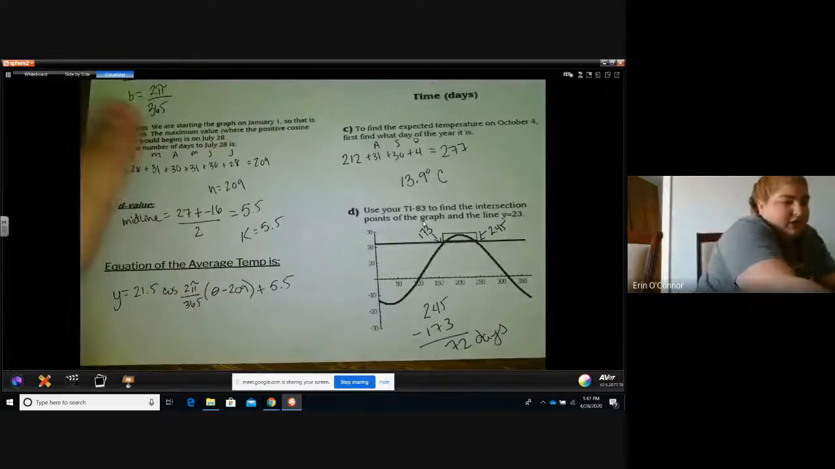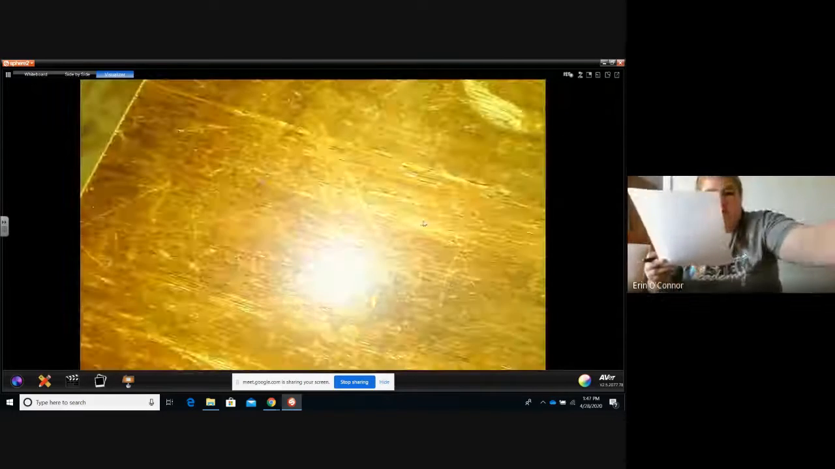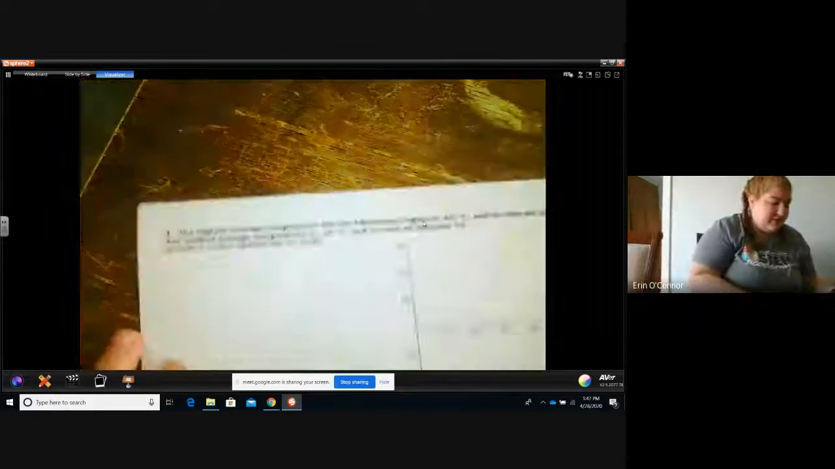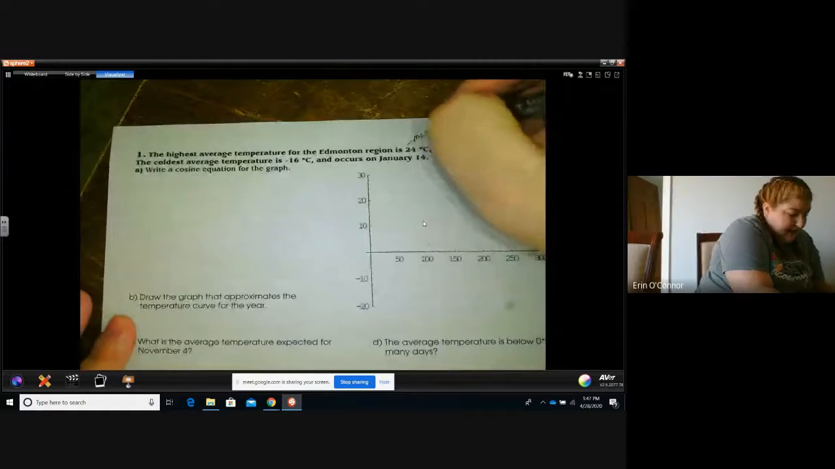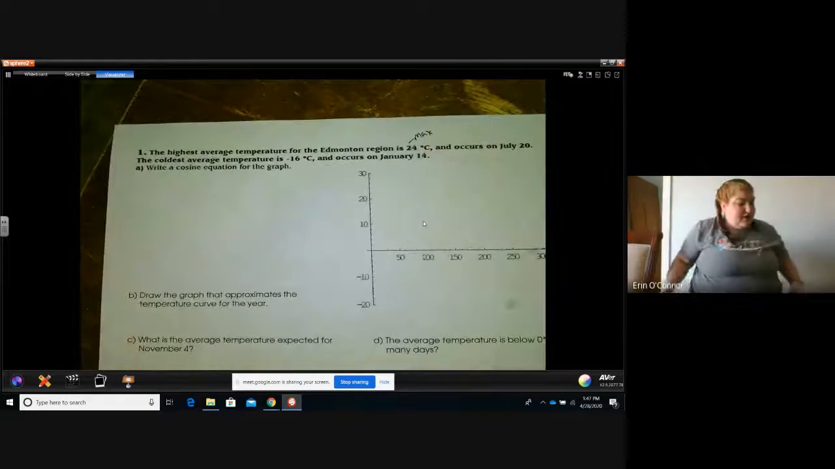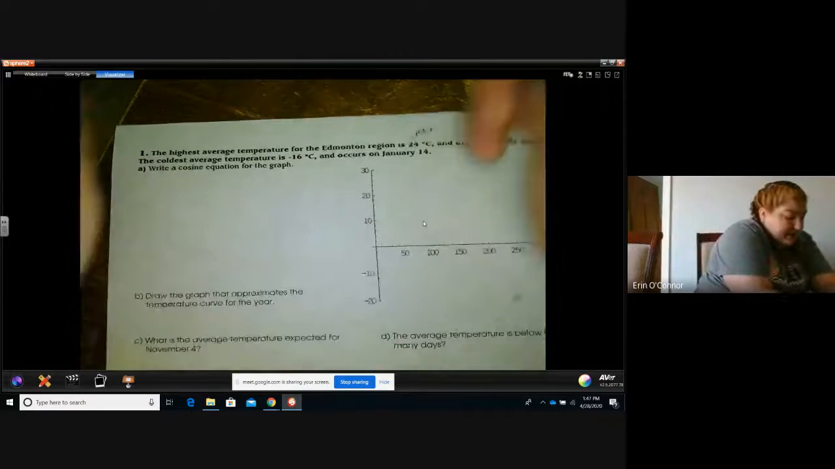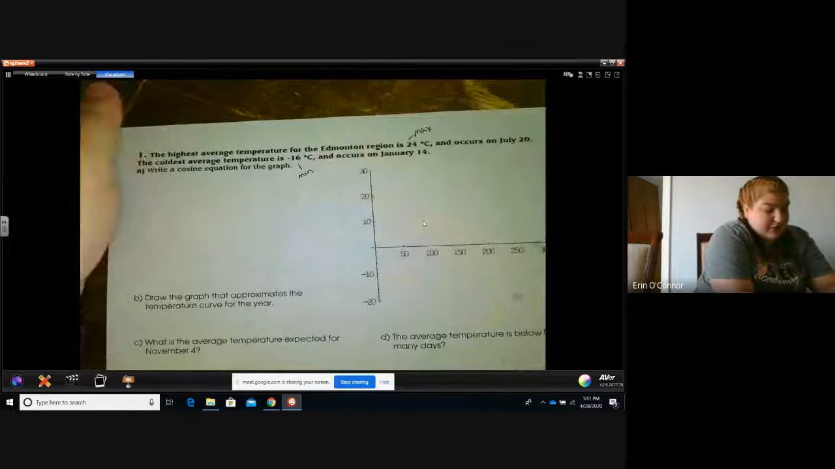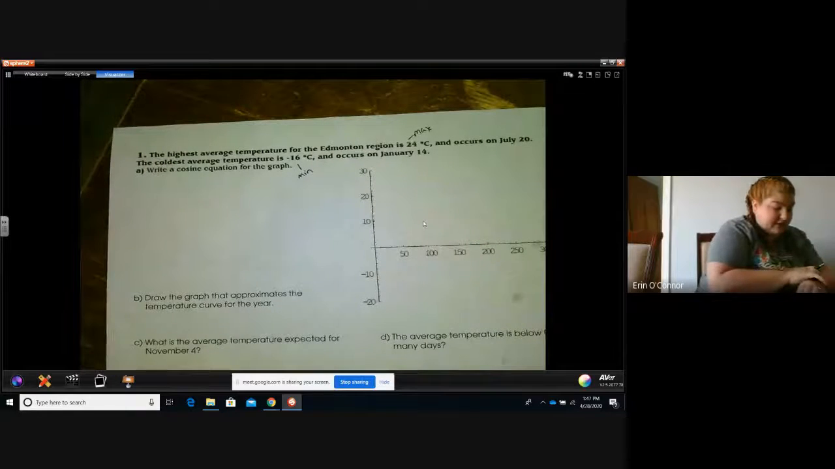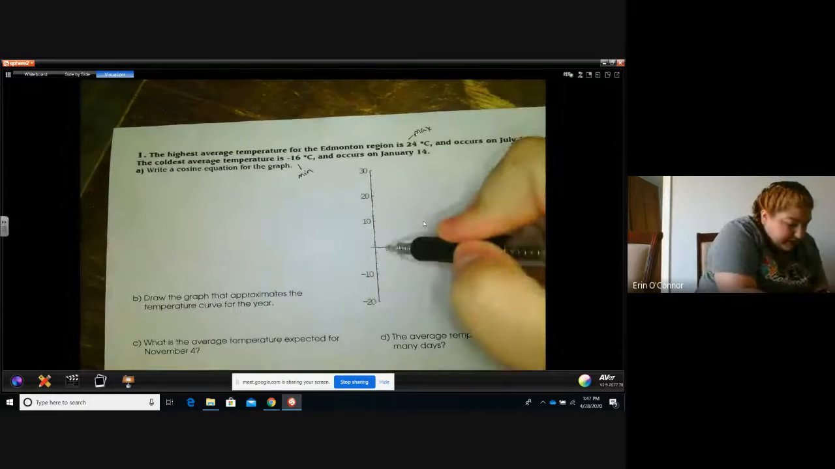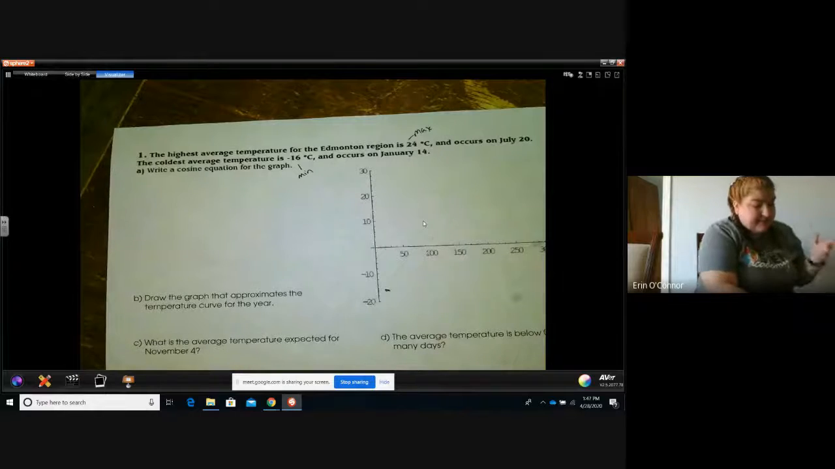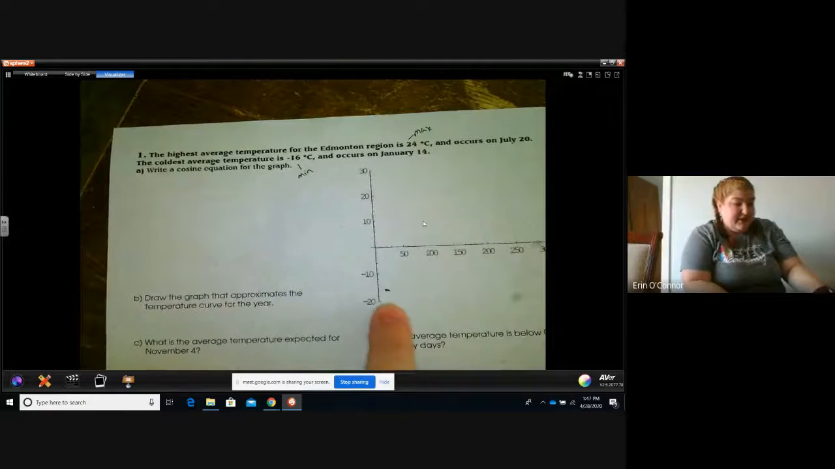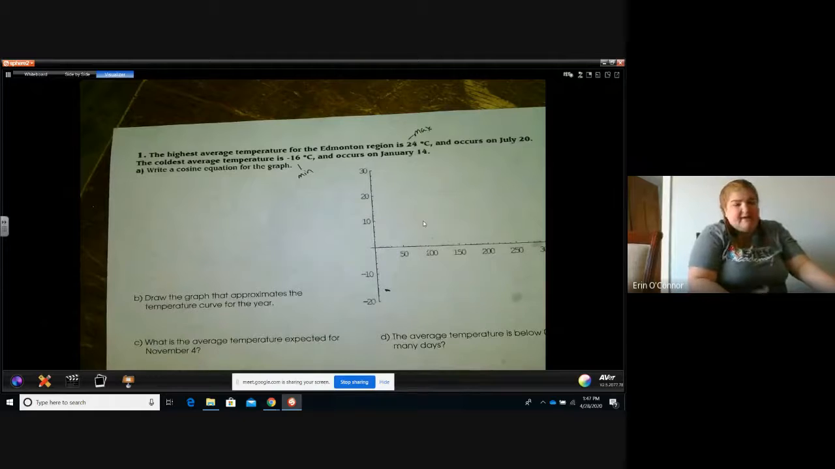Okay, so looking at some more problems like this. The highest average temperature for the Edmonton region is 24 degrees Celsius and occurs on July 20th. The coldest temperature is negative 16 degrees Celsius and occurs on January 14th. Okay, so the minimum, January 14th, is negative 16 degrees about here. I might be a little bit off on that point. The maximum, and January 14th, so 14 days in, we need to find the maximum day in.